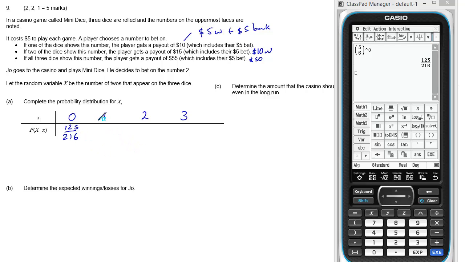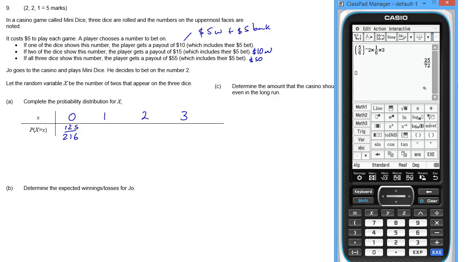Now for one of them to show, that's going to be 5/6 squared multiplied by 1/6, and that 1/6 could occur in any of the 3 positions, so we need to multiply that one by 3. So that's 25 over 72.